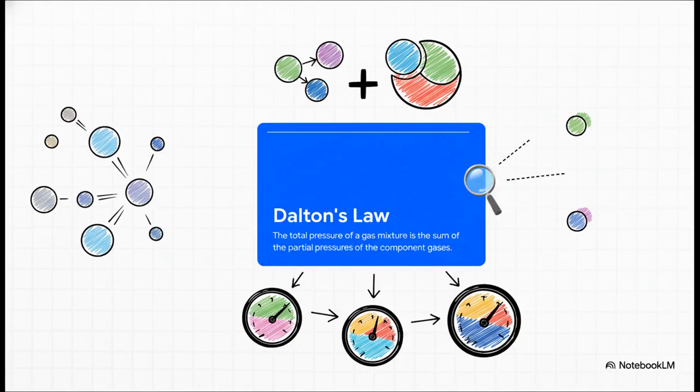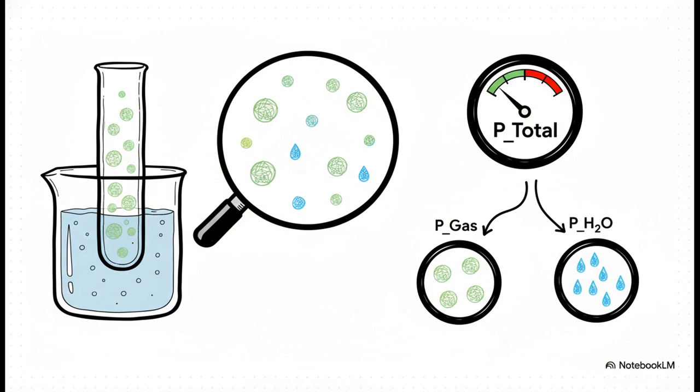And this whole idea is summed up beautifully in what's called Dalton's law of partial pressures. It sounds complicated, but it's probably one of the simplest laws in chemistry. All it says is that the total pressure you measure is just the sum of the individual little pressures, the partial pressures, from each gas in the mix. P total is just P of gas A plus P of gas B plus P of gas C, and so on. That's it. A perfect example of this in action is a really common lab technique, collecting gas over water.